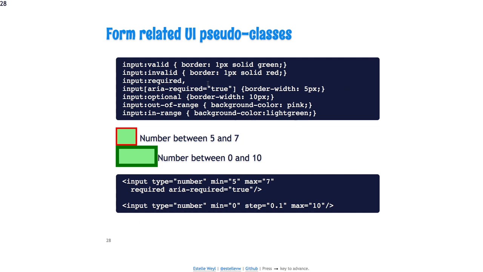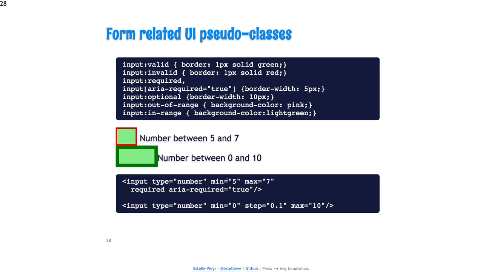So in this form here, I have no JavaScript. I'm styling those with CSS. The HTML I put in is input type equals number, minimum is 5, maximum is 7. I put the required attribute and put aria-required equals true, which now I don't really need to do as much, but just in case someone's browser doesn't understand required. And then I have an input type number, min equals 0, max equals 10, with a step of 0.1. So you're learning a little bit of HTML along with selectors, and a little bit of JavaScript. Isn't this awesome? OK, so what I said is if the input is valid, the border should be green. If the input is invalid, the border should be red. If it is required, the border should be 5 pixels wide.